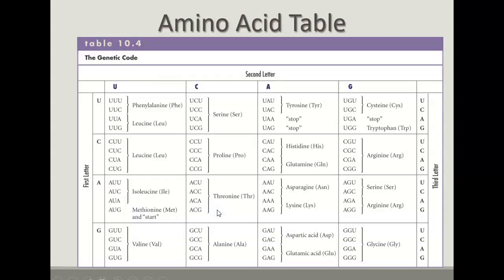Aha, it is here. All right. Whew. I was worried there for a minute. I thought I forgot to include an amino acid table, and I forgot how could I do that. So here is our amino acid table. This is the genetic code.